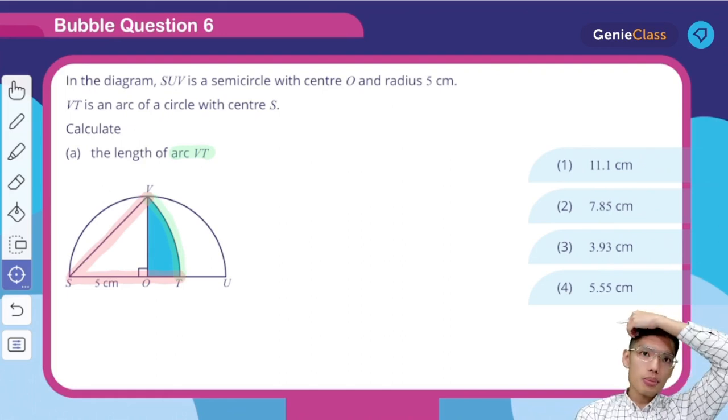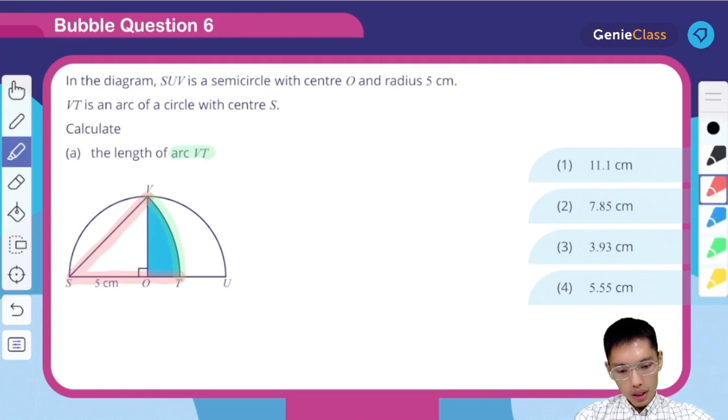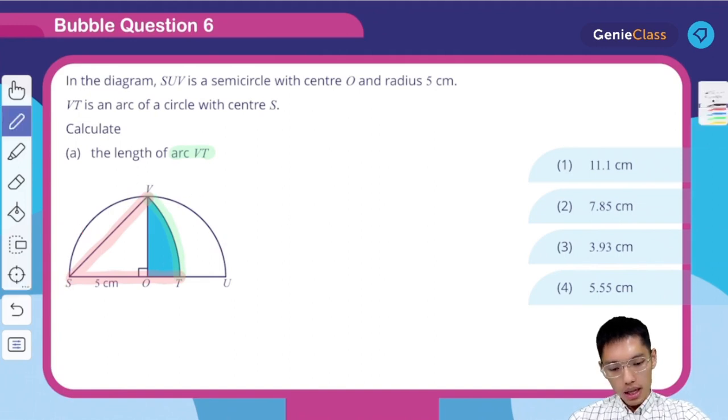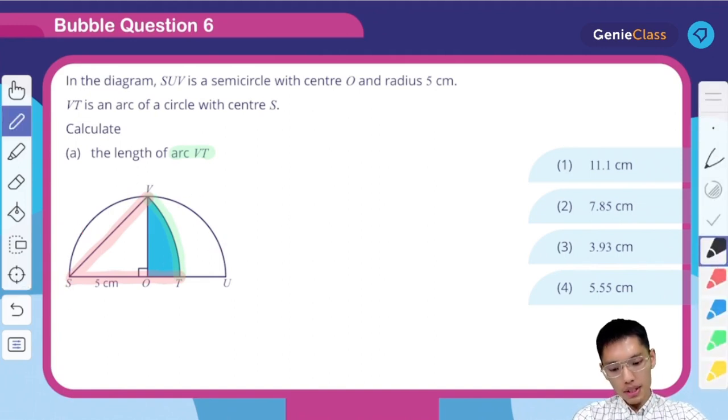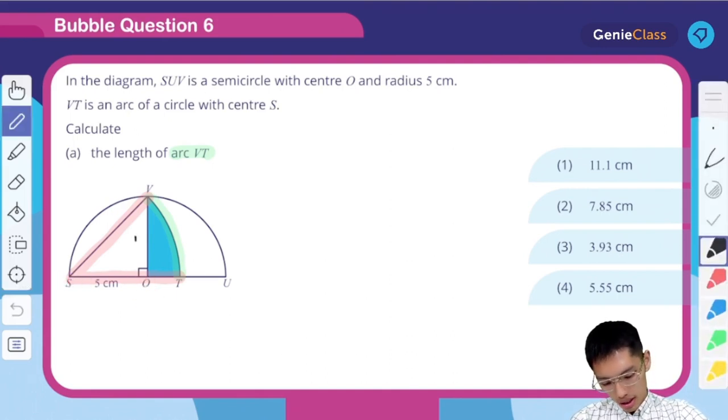So SV has to be equal to ST. But take note, this is definitely longer than 5 cm. So we cannot use 5 cm, and we have to find a new way. Now, if we look even further down, radius 5 cm for my semicircle SUV. This is my whole semicircle. Looking at that, radius 5 cm. If this is 5 with center O, OS is 5, what can we say? This is 5 as well.